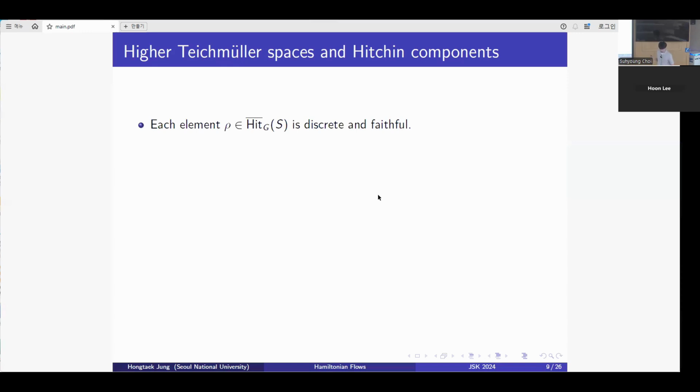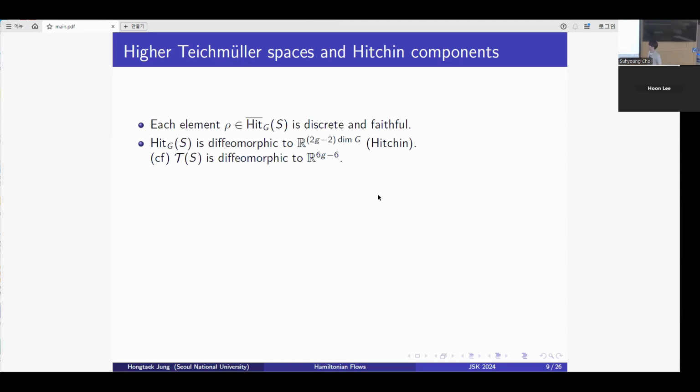So let me tell you some properties of Hitchin representations and the Hitchin component. Well, this is the higher Teichmuller space. So this is something that I'm repeating: every Hitchin representation is discrete and faithful. Topologically, the G-Hitchin component is diffeomorphic to a cell of a certain dimension. This is a classical result by Hitchin.